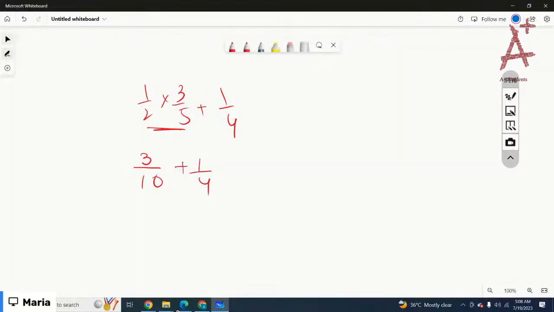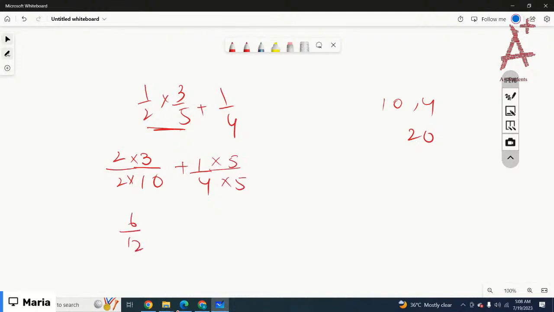Now you have to add them. So it would be the common denominator of 10 and 4. Their common denominator is 20. Got it? So 10 times 2 is 20. Just multiply this fraction by 2, and 4 times 5 is 20. Multiply this fraction by 5.